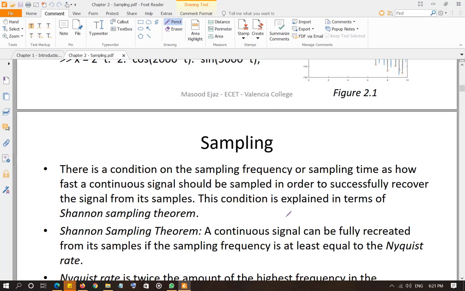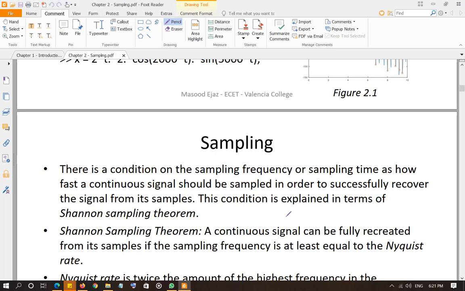Okay, so when you are performing sampling, sampling has to be performed with a specific rate, which we call sampling rate. Now, the choice of that rate has a condition, and that condition is called Shannon sampling theorem.